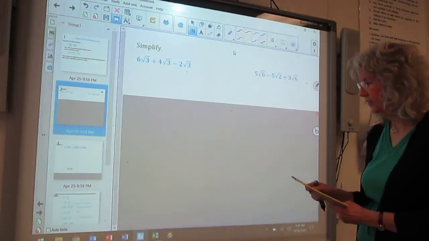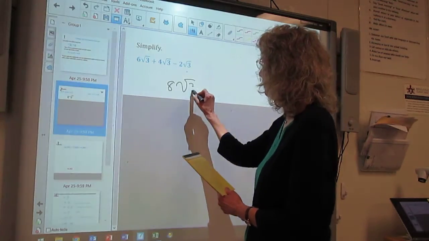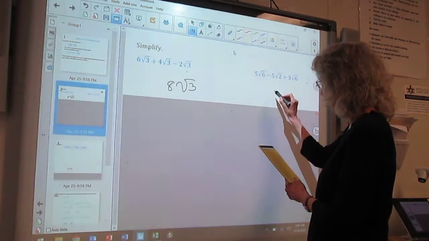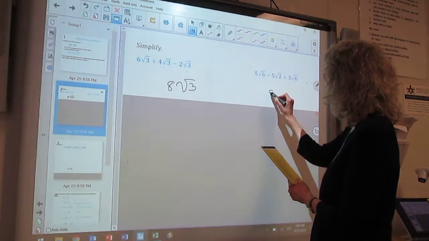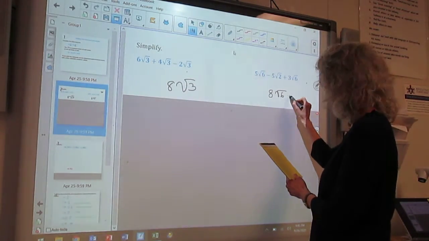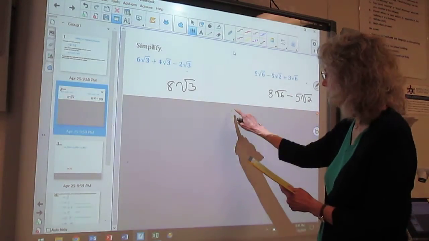I'll read you off the answers. This one is 8 times the square root of 3. You need to show your work on those. And the second one is 8 times the square root of 6 minus 5 times the square root of 2.